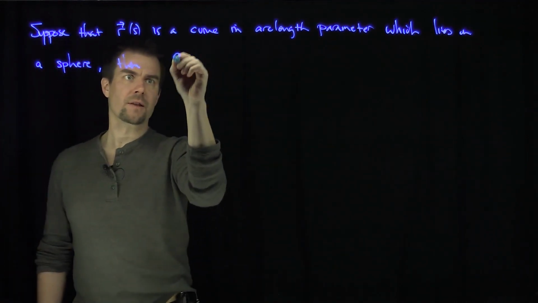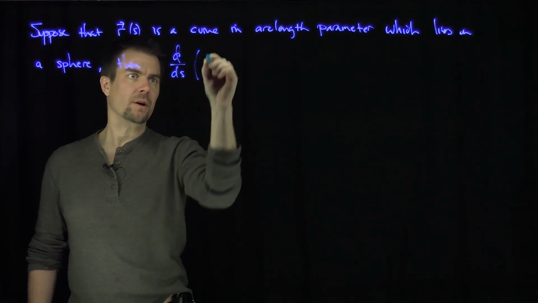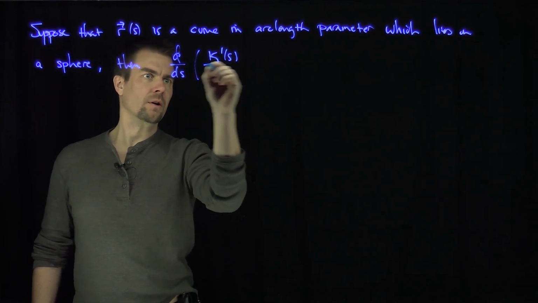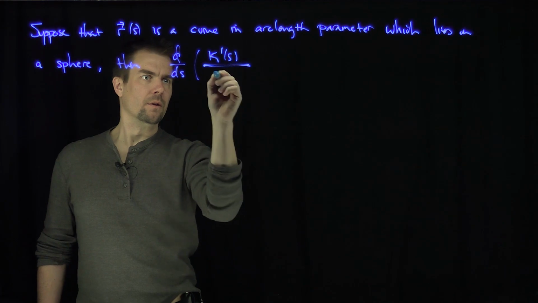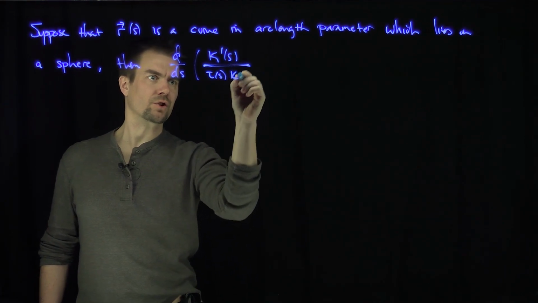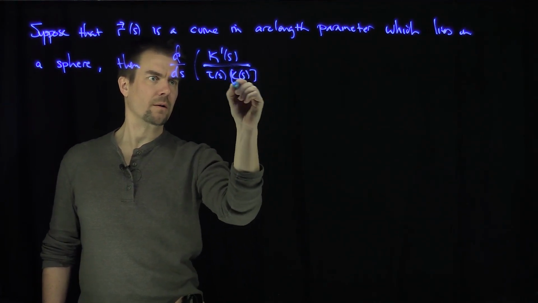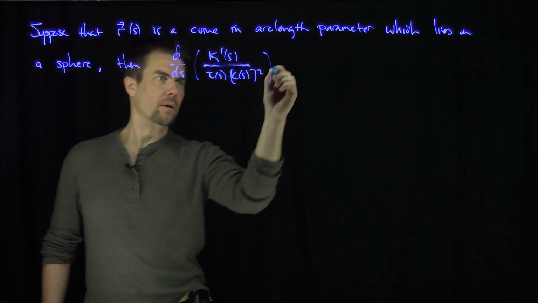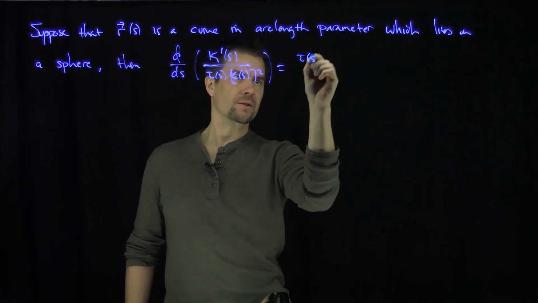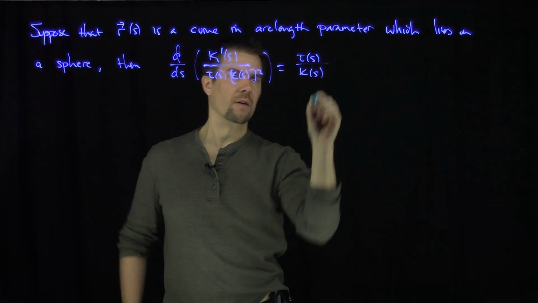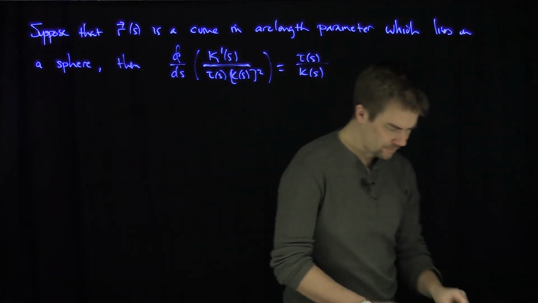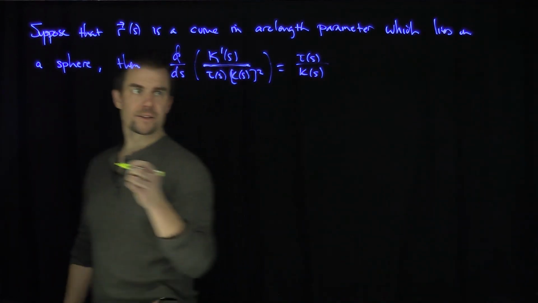Then it must be the case that the derivative with respect to s of the derivative of the curvature over the torsion of s, times the curvature of s quantity squared, is equal to the torsion of s over the curvature of s. So let's prove this.